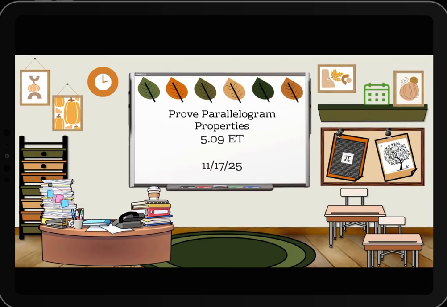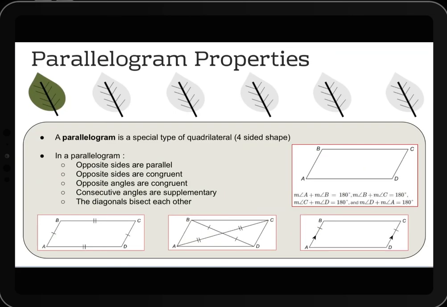Alright, lesson 5.09, proving parallelogram properties. So let's go ahead and take a look at parallelogram properties as a whole. These are things that we've referenced in the past when we talked about specific parallelograms like a rhombus or a rectangle or a square. But we know that there are 5 principal properties.